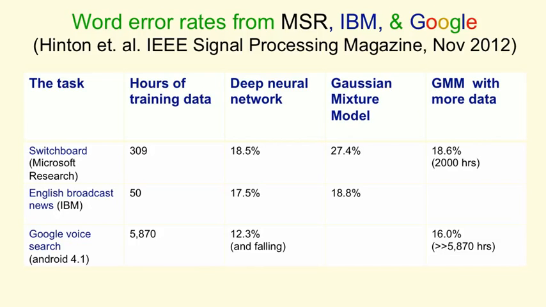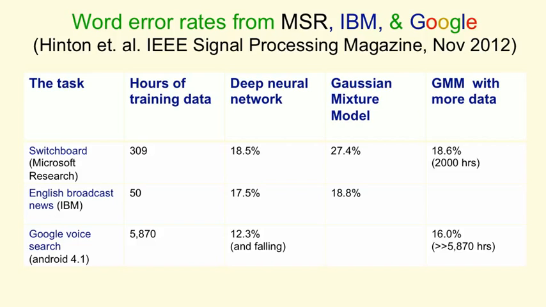IBM, which has the best system for one of the standard speech recognition tasks for large vocabulary speech recognition, showed that even its very highly tuned system that was getting 18.8% can be beaten by one of these deep neural networks. And Google fairly recently trained a deep neural network on a large amount of speech, 5,800 hours. That was still much less than they'd trained their Gaussian mixture model on. But even with much less data, it did a lot better than the technology they had before.